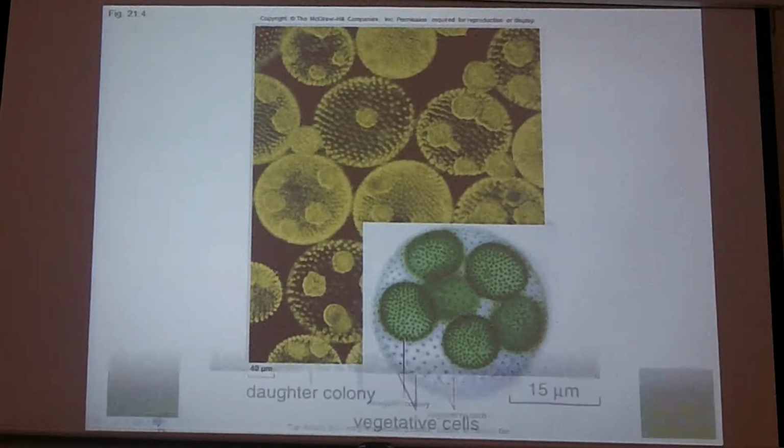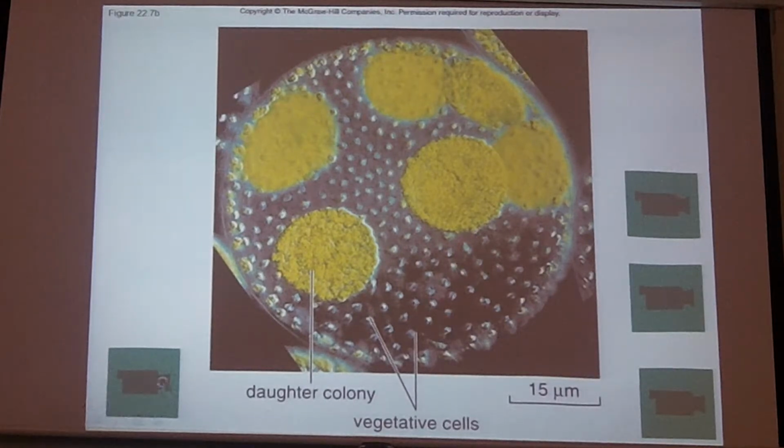What else we got here? Do you want to see a volvox moving around? Yeah.